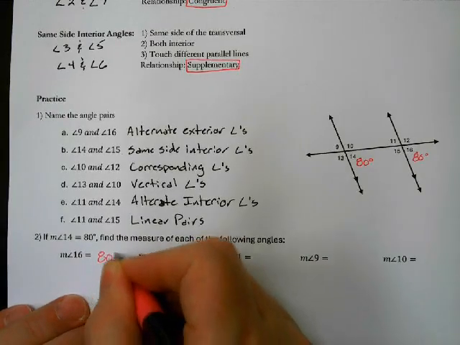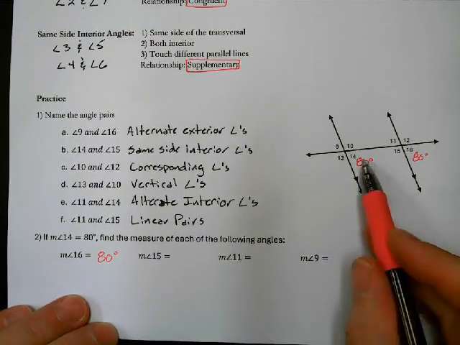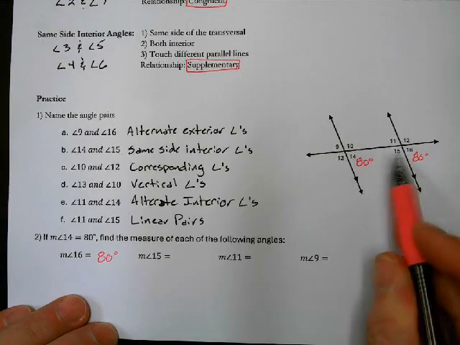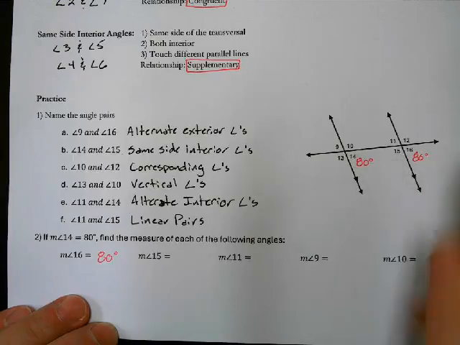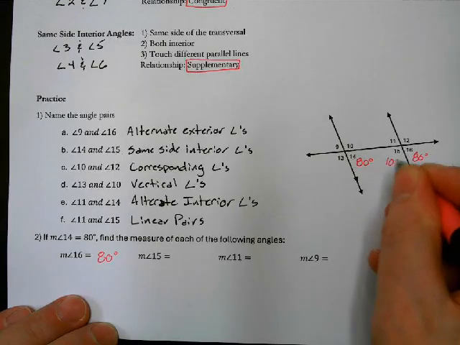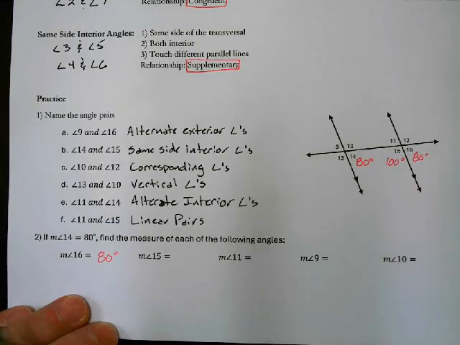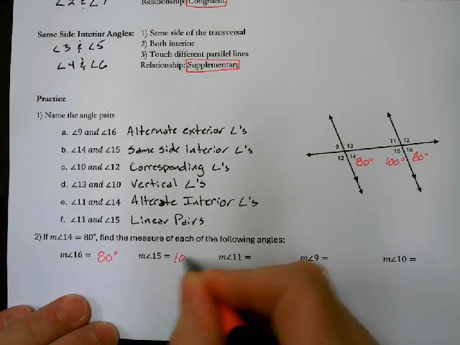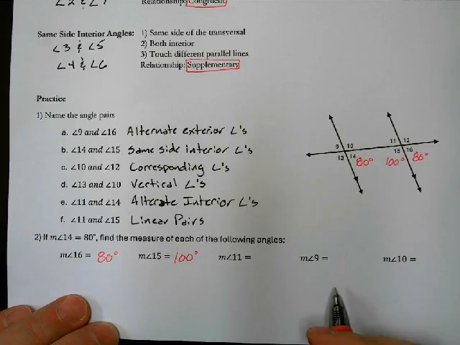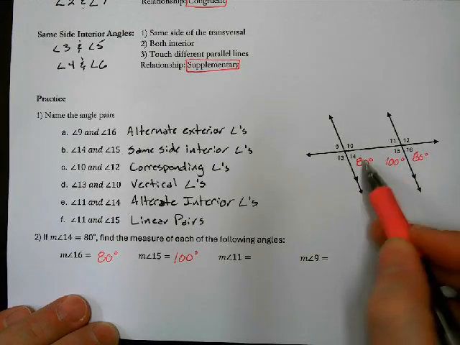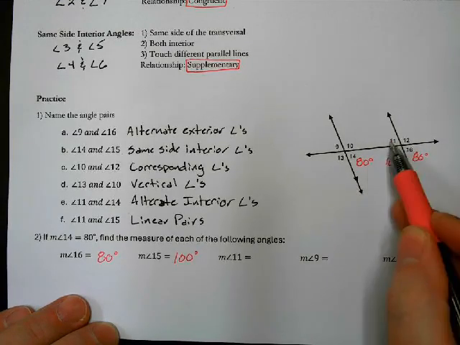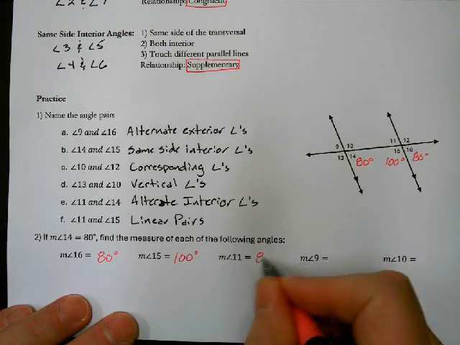Let's see, angle 15. These two are same side interior angles. Those are supplementary to each other. They should add up to 180. So 15 has to be 100 degrees. And now they add up to 180 because they're same side interior angles. 11, alternate interior angles. So those are congruent. So angle 11 is 80 degrees.